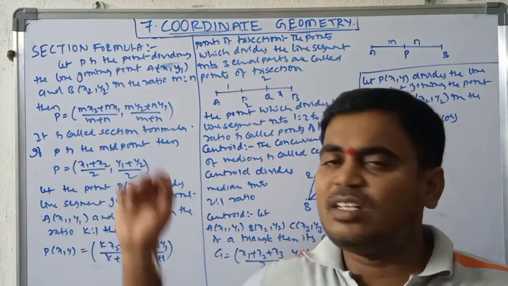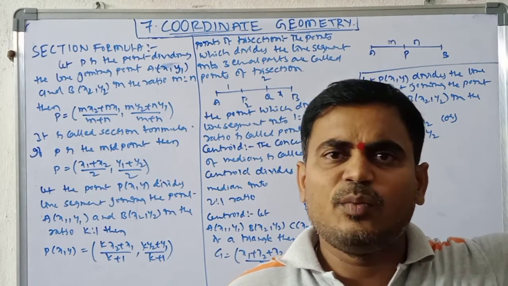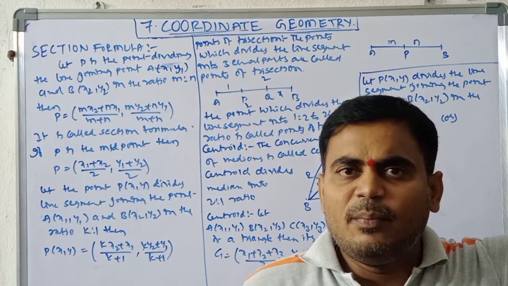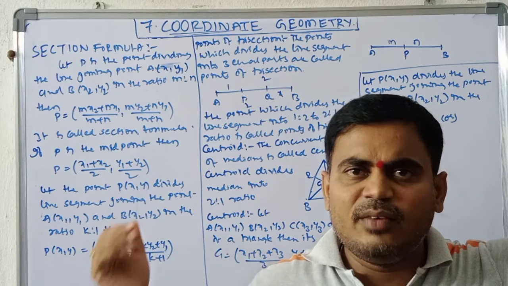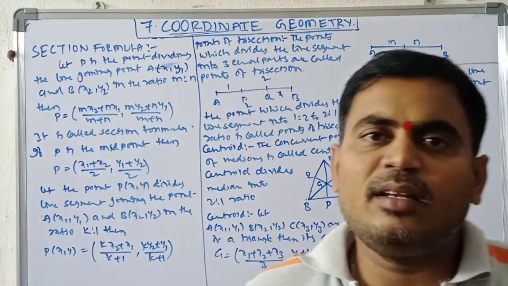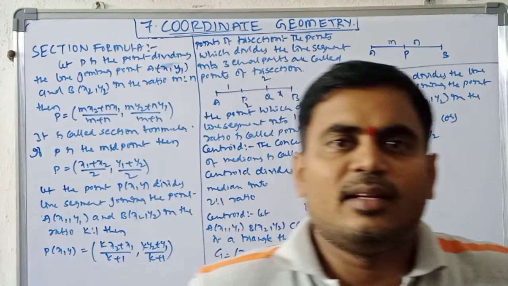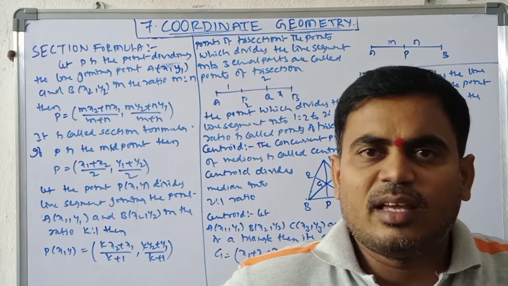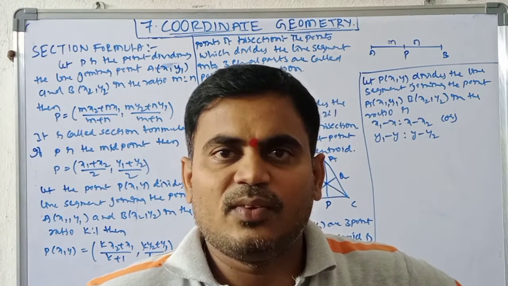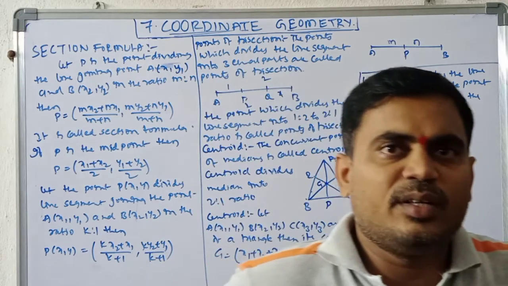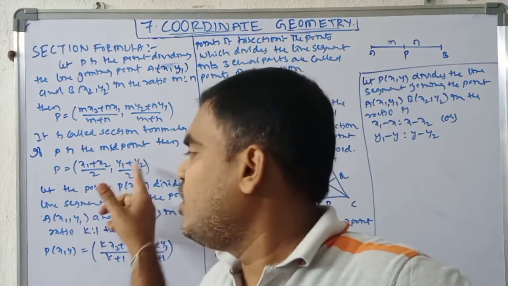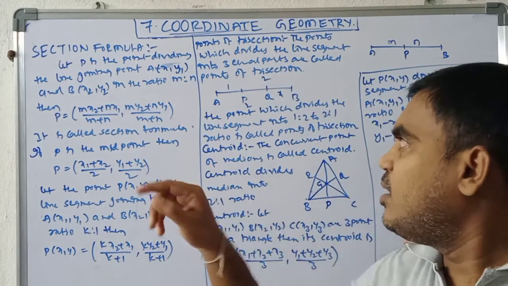Next, section formula. A and B are 2 points, A(x1, y1), B(x2, y2). Then the point P dividing in the ratio m is to n has coordinates ((mx2 + nx1)/(m + n), (my2 + ny1)/(m + n)). If the ratio is given as k is to 1, then the point is ((kx2 + x1)/(k + 1), (ky2 + y1)/(k + 1)). The midpoint is nothing but dividing in the ratio 1 is to 1. The formula is ((x1 + x2)/2, (y1 + y2)/2). This is the formula for the midpoint.